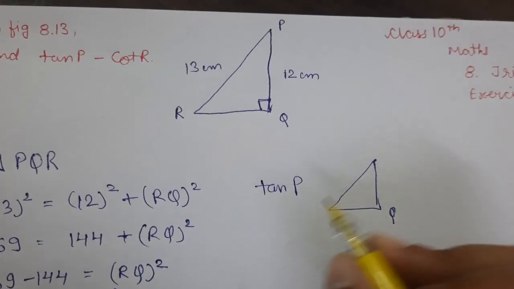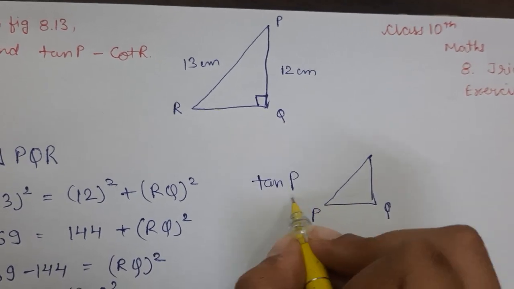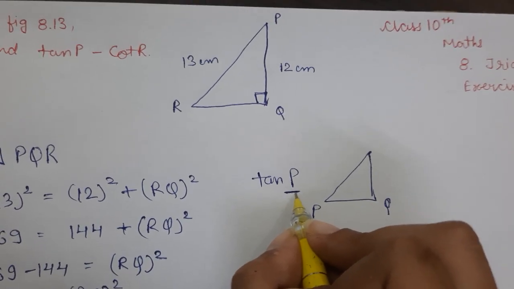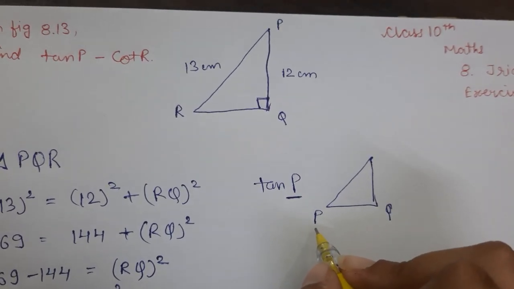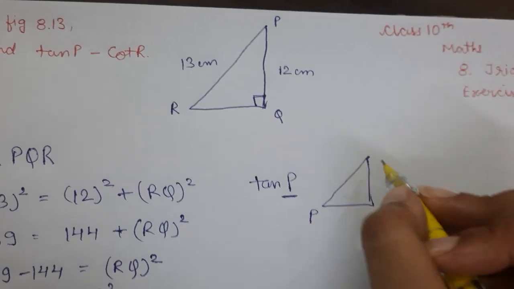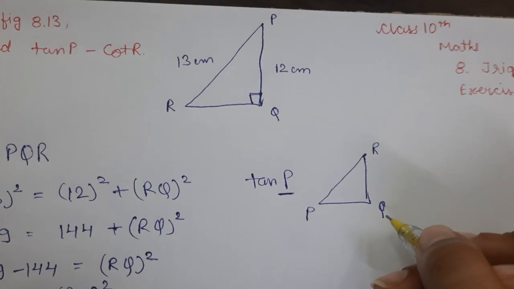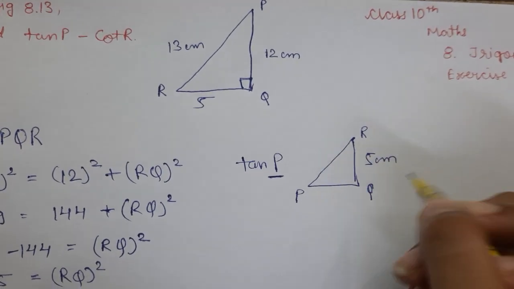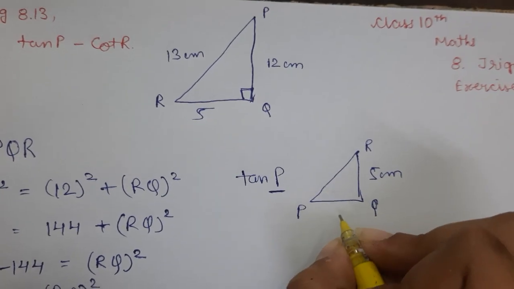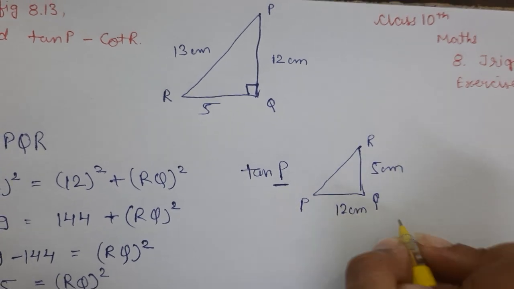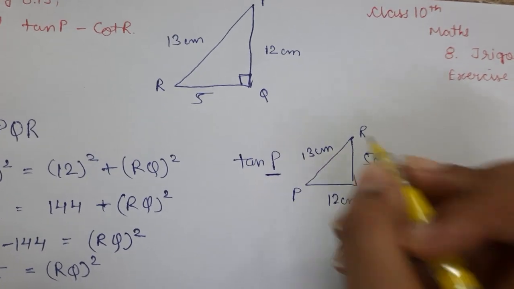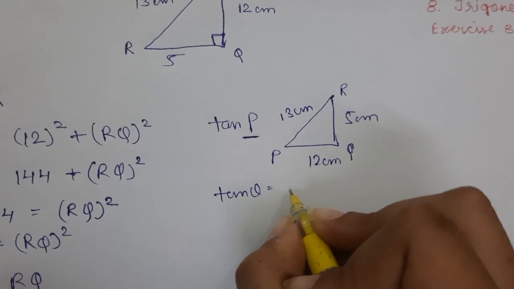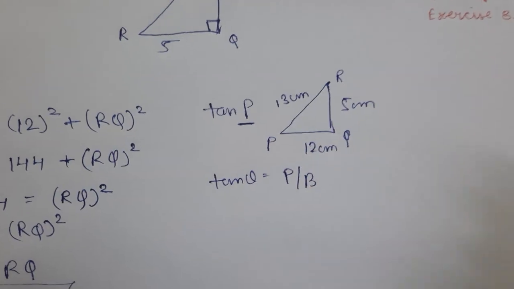This is Q. This angle should be p, as we need to find the ratio for adjacent angle as p. So here this angle should be p and r. Now we'll note the given values. RQ we have just calculated as 5 cm, PQ as 12 cm given in the question, and hypotenuse as 13 cm. We know that for tan theta, the ratio is always perpendicular upon base.